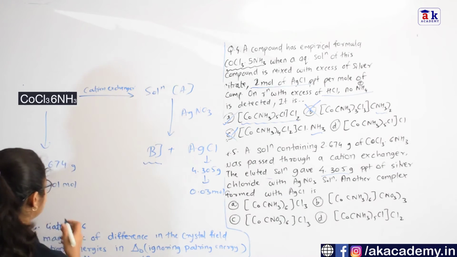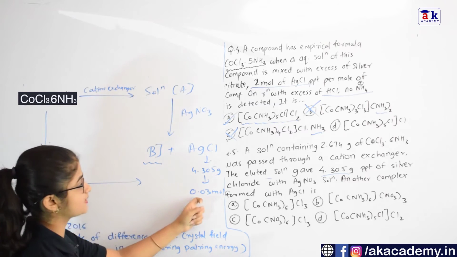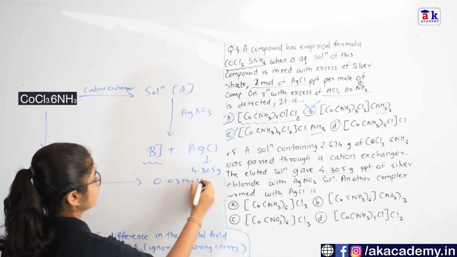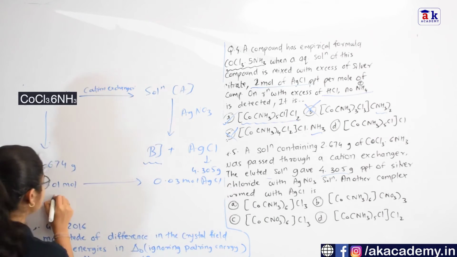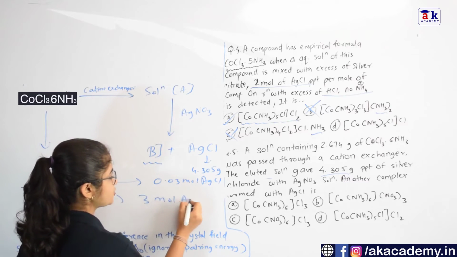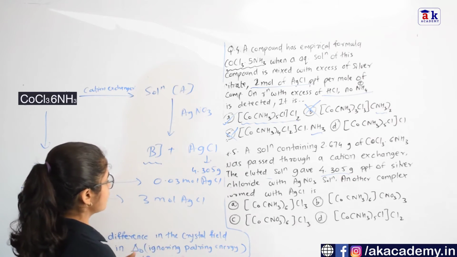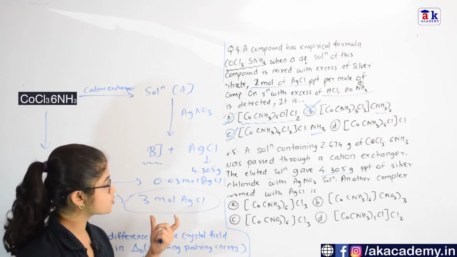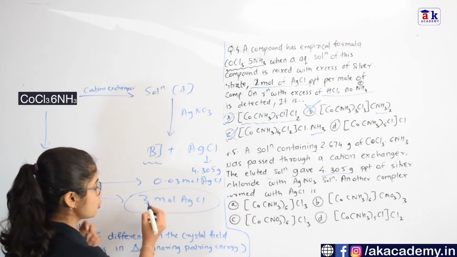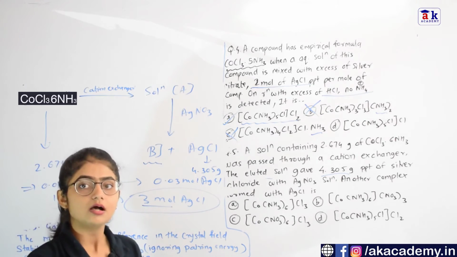So what does that mean? If 0.01 mole of the complex is giving 0.03 moles of AgCl, it means 1 mole of this complex will give 3 moles of AgCl. In this way we have found out the moles of AgCl, which means in the reactant there have to be 3 Cl minus, that is, chloride ions in the ionization sphere.